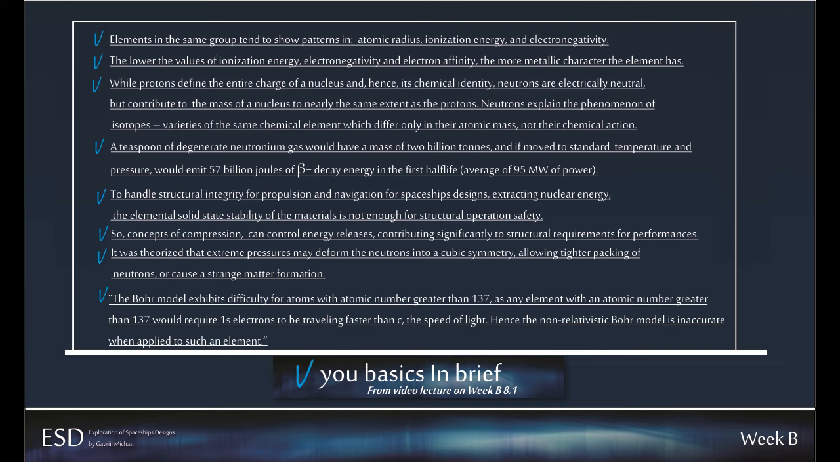It was theorized that extreme pressures may deform the neutrons into a cubic symmetry, allowing tighter packing of neutrons, or cause a strange matter formation. The Bohr model exhibits difficulty for atoms with atomic number greater than 137, as any element with an atomic number greater than 137 would require one's electrons to be traveling faster than the speed of light. Hence the non-relativistic Bohr model is inaccurate when applied to such an element.